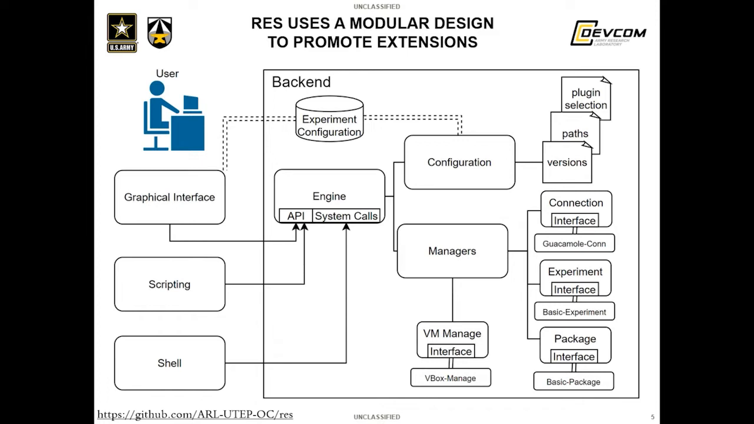Every experiment consists of a configuration, which is stored in JSON, and it contains information about the plugin selection. For example, if you want to use VMware versus VirtualBox, it also has paths, virtual machine names, startup commands, the number of simultaneous runs, and several others. These can be configured either through the GUI or just straight modifying the JSON. The managers interact with externals, including Guacamole for remote desktop viewing, and hypervisors for virtual machine manipulations, including starting, stopping, packaging of virtual machines.